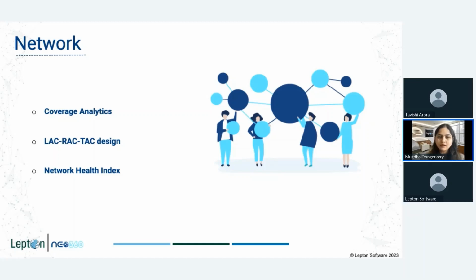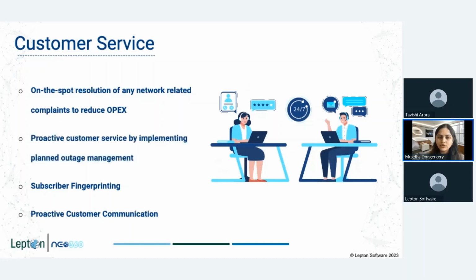Next is customer service, which is again a very good function with use cases from Neo 360. The first is on-the-spot resolution of any network-related complaint. Now, what is the value proposition of this? Imagine today the number of people that are supporting customer service as the technical back office. What are they doing with any network complaint coming to them? First of all, it is not real time, not even near real time.